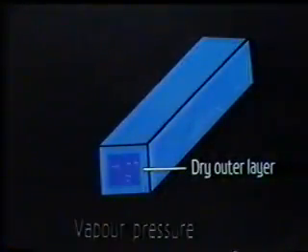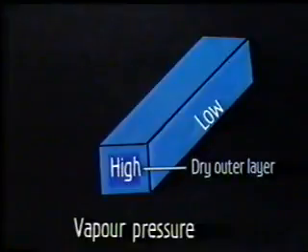In a suitable environment, external layers of wood dry, resulting in reduced vapor pressure in these layers. This draws out moisture from the interior, having higher vapor pressure. The basic principle of seasoning is the building up of this vapor pressure gradient and controlling it at a suitable level.